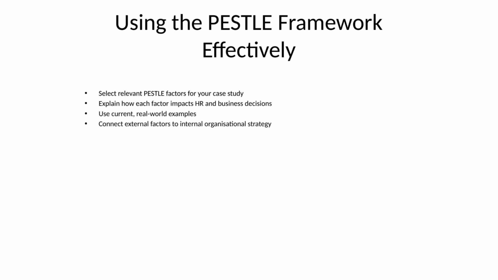Support your points with real-world examples, such as how a new employment law impacts recruitment processes. Link each factor back to the organization's internal strategy, showing how external influences require adaptation. This demonstrates not only your understanding of external pressures, but also your ability to integrate them into practical HR decision-making, which is essential for a high-scoring CIPD assessment.